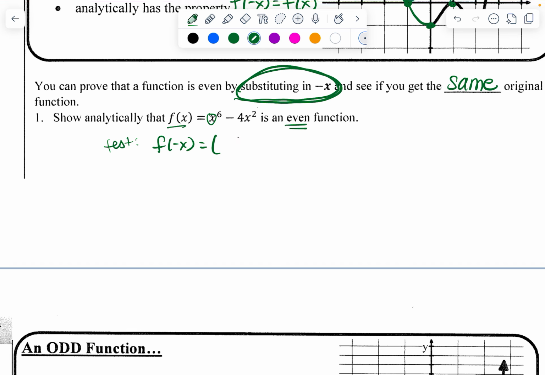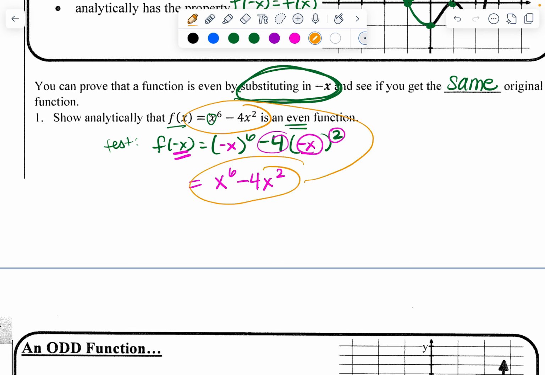So instead of x to the 6 minus 4x squared, we're going to plug in negative x. And let's clean this up. Negative x to the 6th power is negative x times negative x times negative x and so on, 6 times, which is a positive x to the 6th. A negative x squared is just positive x squared, times a negative 4 is negative 4x squared. So if I compare from here to here, they are the same. Therefore, the function is even.